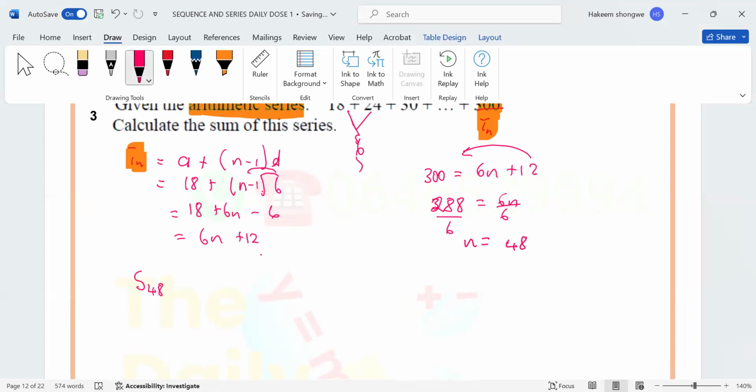What kind of a series is this one? Is it geometric or arithmetic? Arithmetic. And then for arithmetic, you can use the formula that says n over 2 open bracket a plus the last term. Do we know the last term? What is our last term? Okay, it's Sn. Sorry about that. It's Sn. And now we're looking for S48. Where I see n, I put 48. Put 48 here, divided by 2. First term is 18, plus 300.